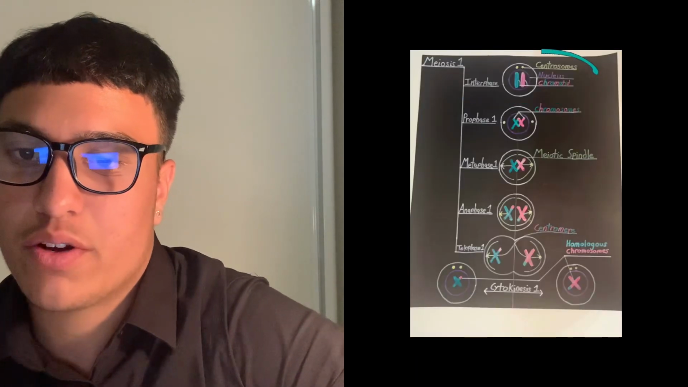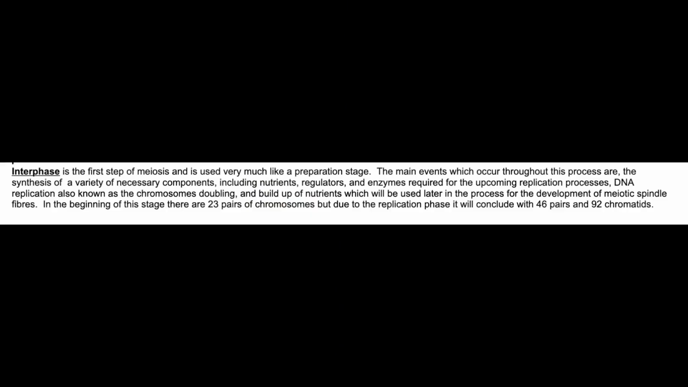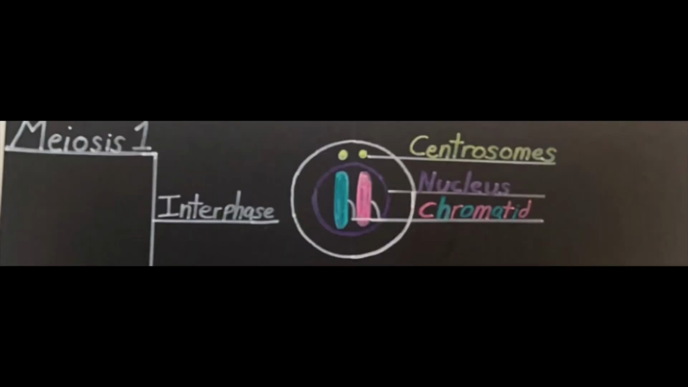Interphase is the first step of meiosis and is used very much like a preparation stage. The main events which occur throughout this process are the synthesis of a variety of necessary components, including nutrients, regulators, and enzymes required for the upcoming replication process, DNA replication, also known as the chromosomes doubling, and the buildup of nutrients which will be used later in the process for the development of meiotic spindle fibers. In the beginning of this stage, there are 23 pairs of chromosomes, but due to the replication phase, it will conclude with 46 pairs and 92 chromatids.